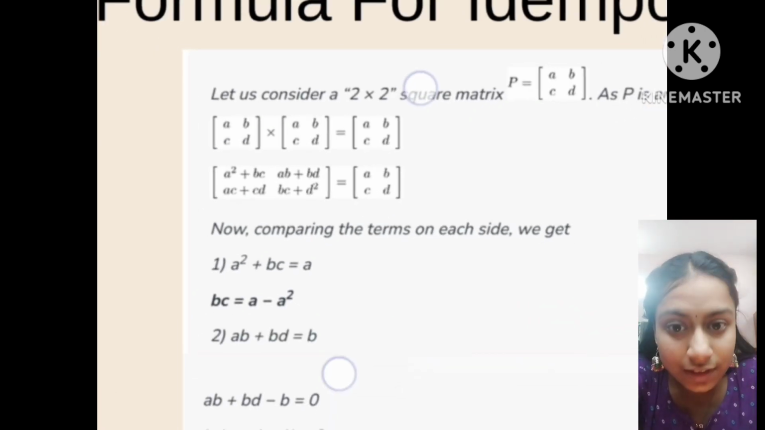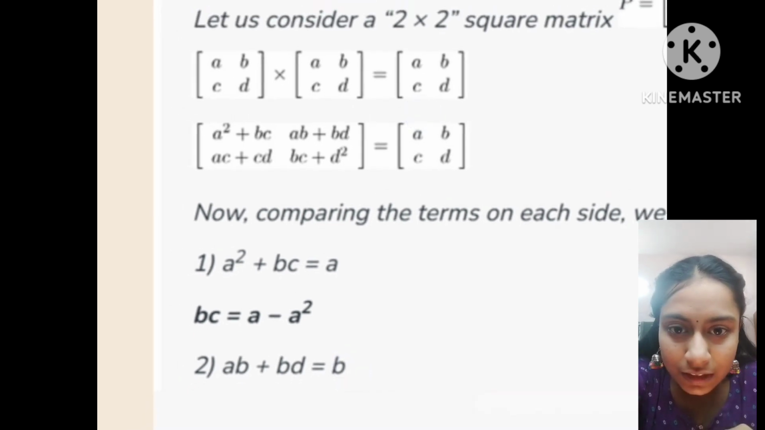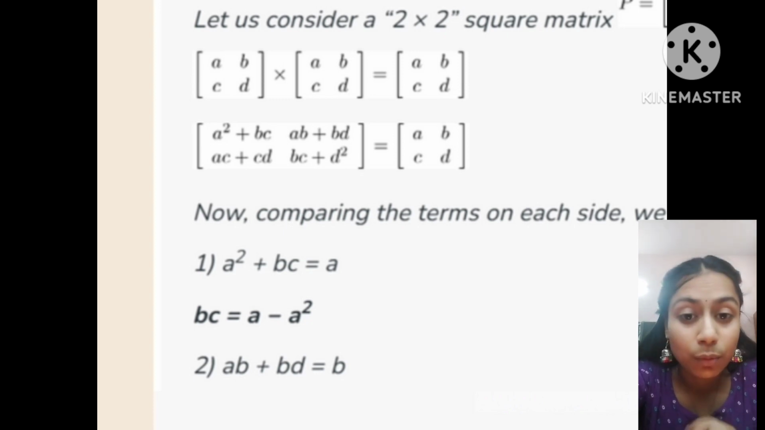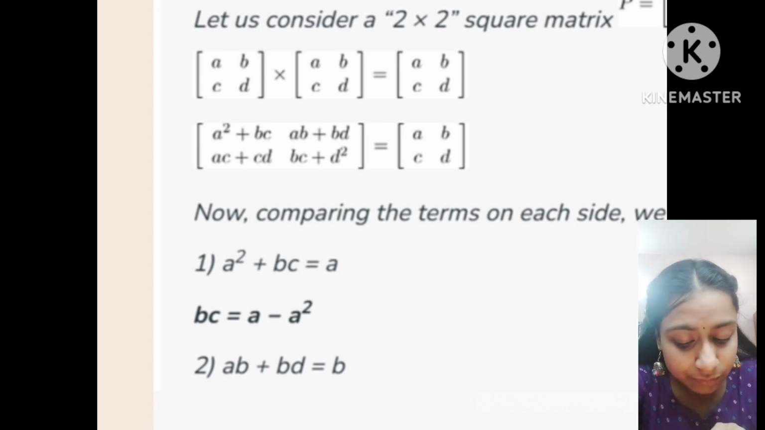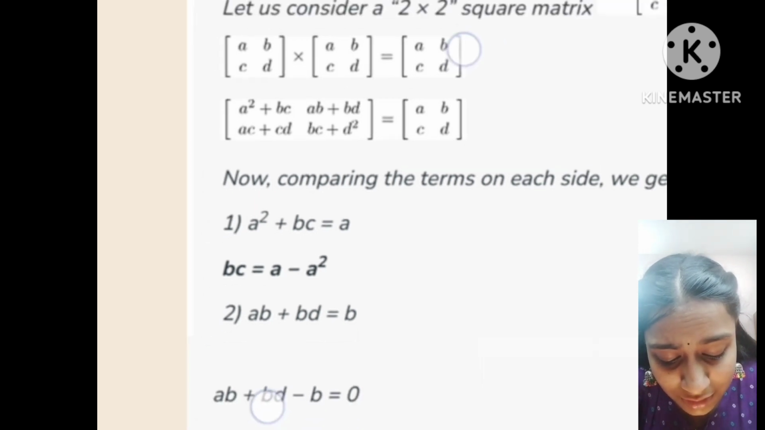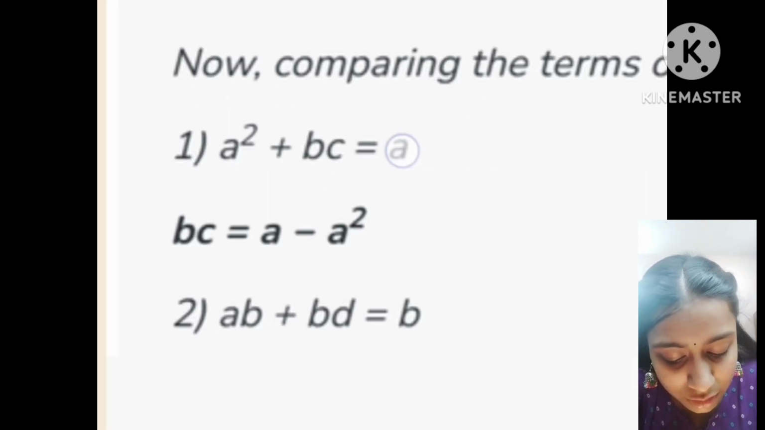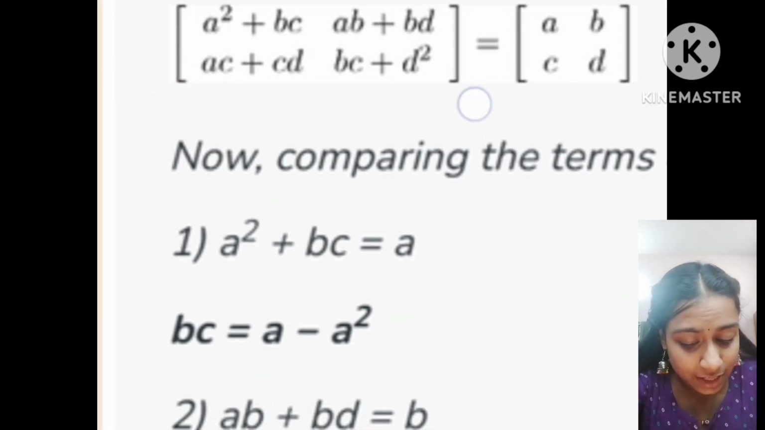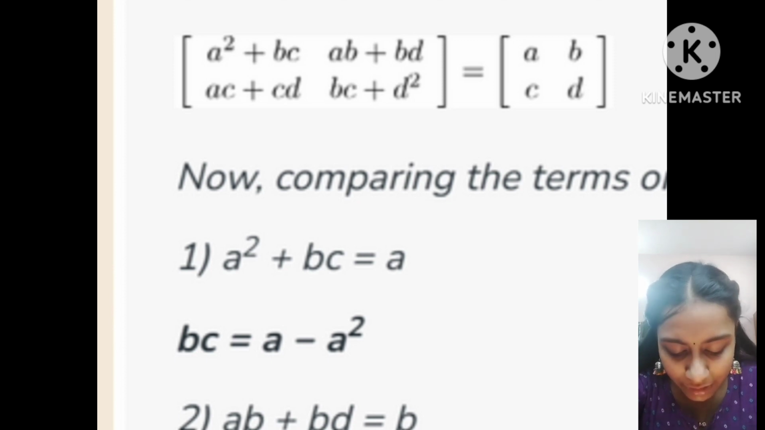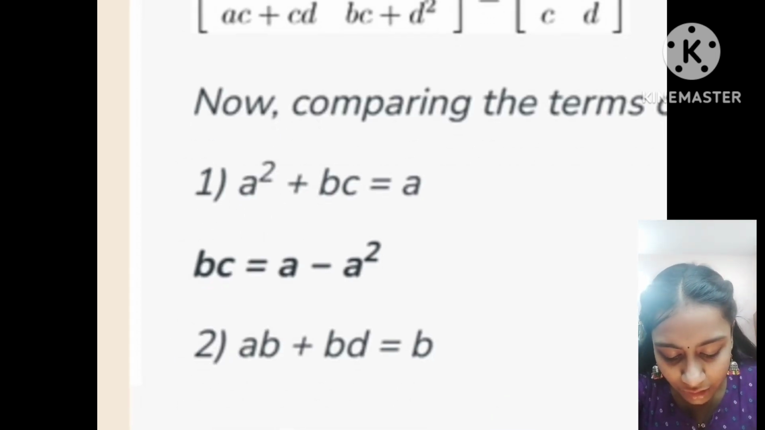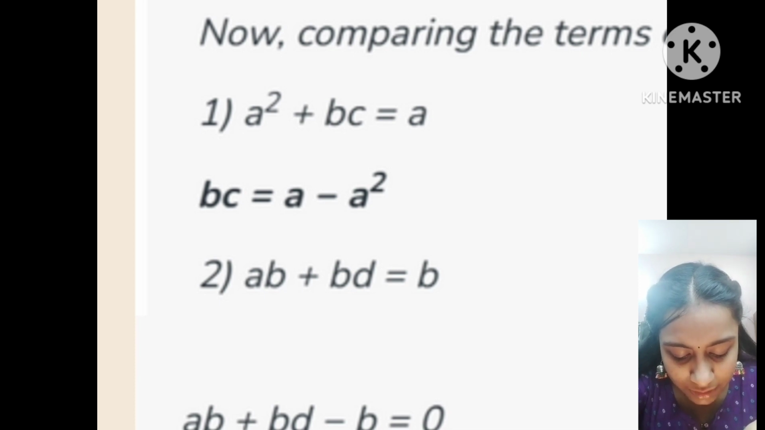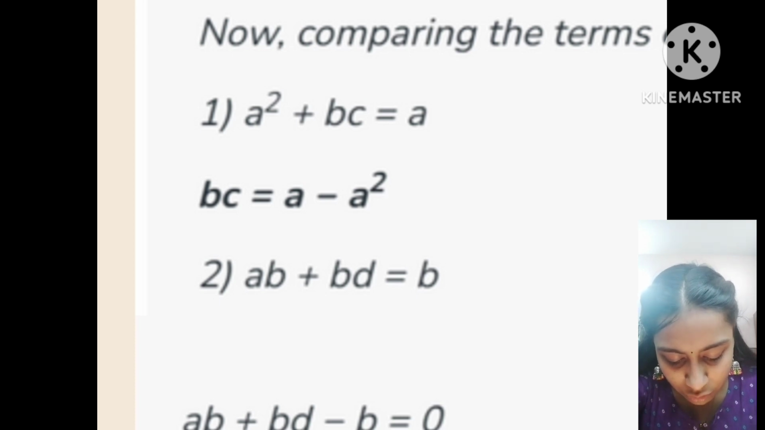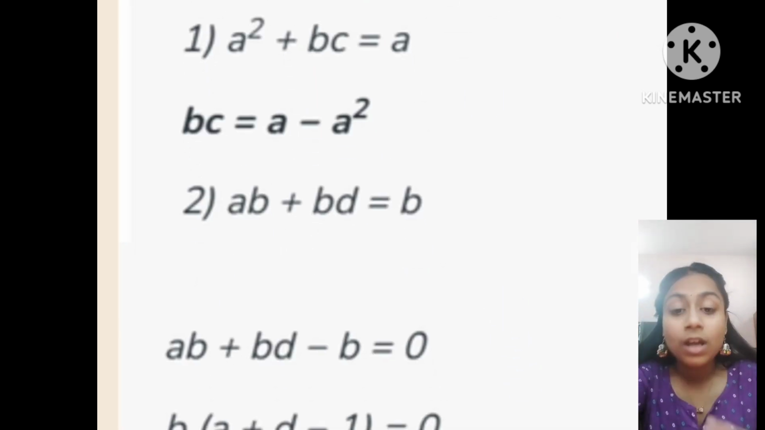Suppose there is a 2 by 2 matrix A, B, C, D. We'll multiply it by itself, and in the condition it will be equal to A, B, C, D. Now by equating these matrices, we get A square plus BC equals A, so BC equals A minus A square. Now we'll equate the next element: AB plus BD equals B. By solving it, we get B equals 0 or A plus D minus 1 equals 0. B can't be equal to 0, so D will be equal to 1 minus A. So there is a formula.